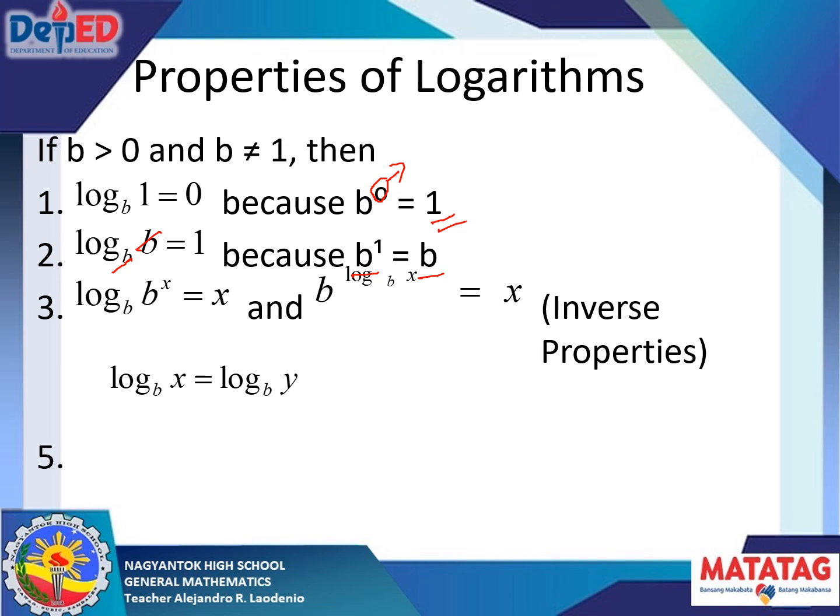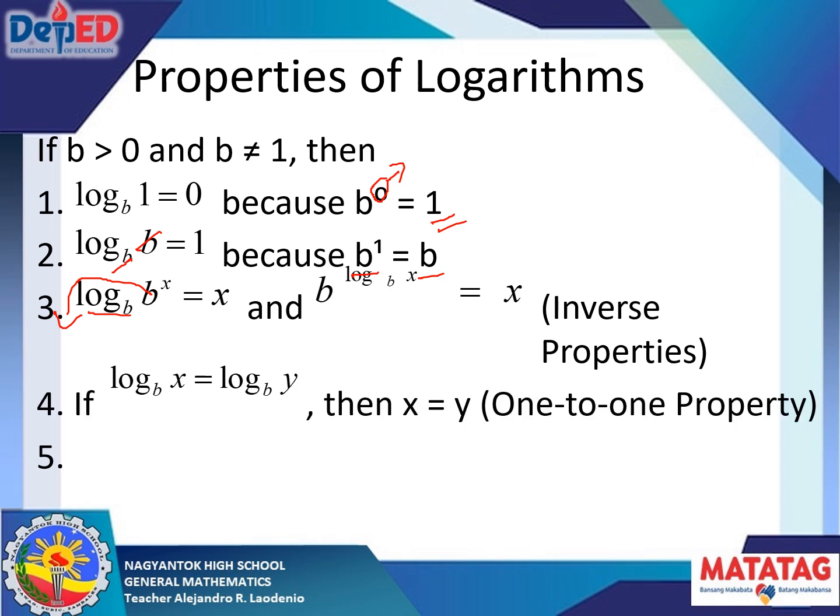Okay, or log of x to the base b equals x. So we have to put it here behind the logarithm and get the log of x to the base b equals x. The inverse properties. Okay, and then we have here, if log of x to the base b equals log of y to the base b, then x equals y. So it means we have the same value, and we have x equals y, which is the one-to-one property.